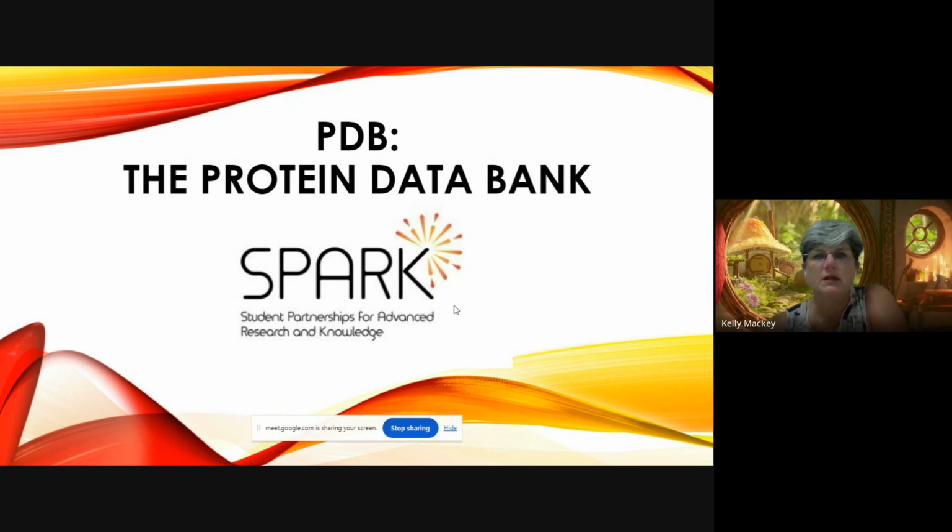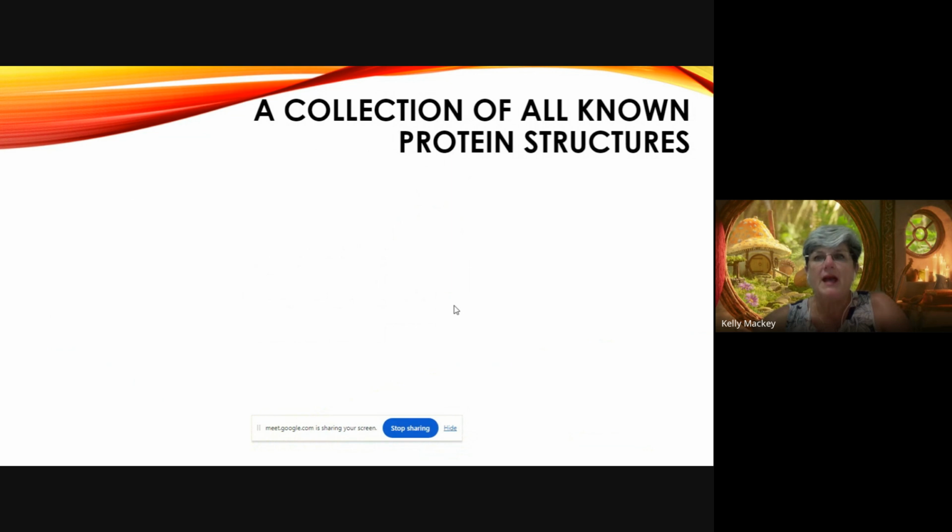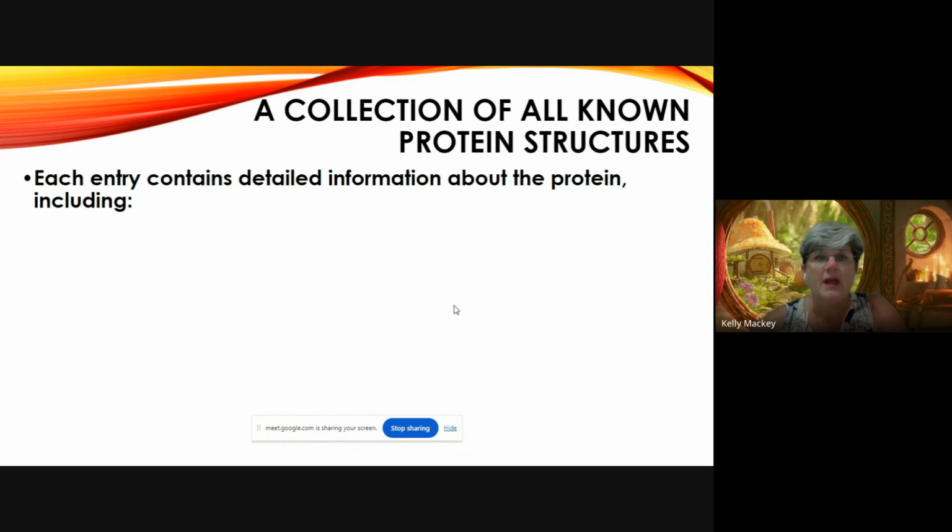So the protein data bank, the PDB, we've only been talking about it every day so far. We've been name dropping this thing, so it's time to find out what it is. Basically it's a collection of all the known protein structures that have been resolved to a point where the scientific community has accepted them and said, this is a good thing. So there's detailed information about every single protein within that PDB entry.